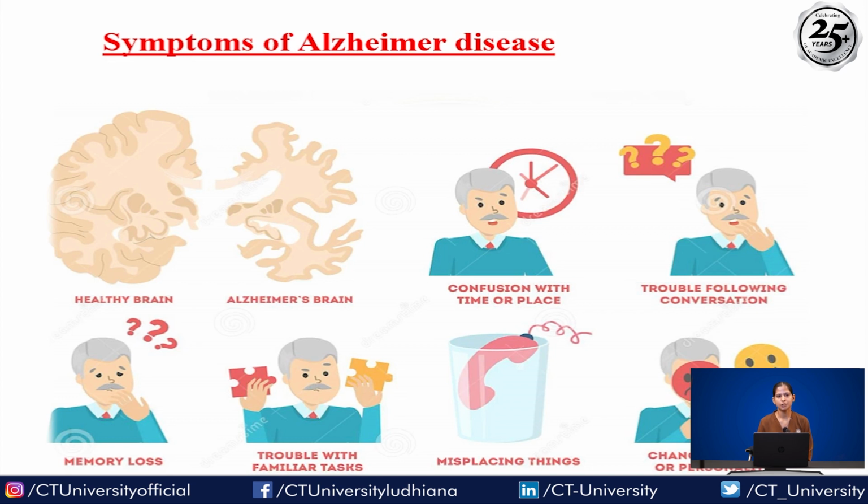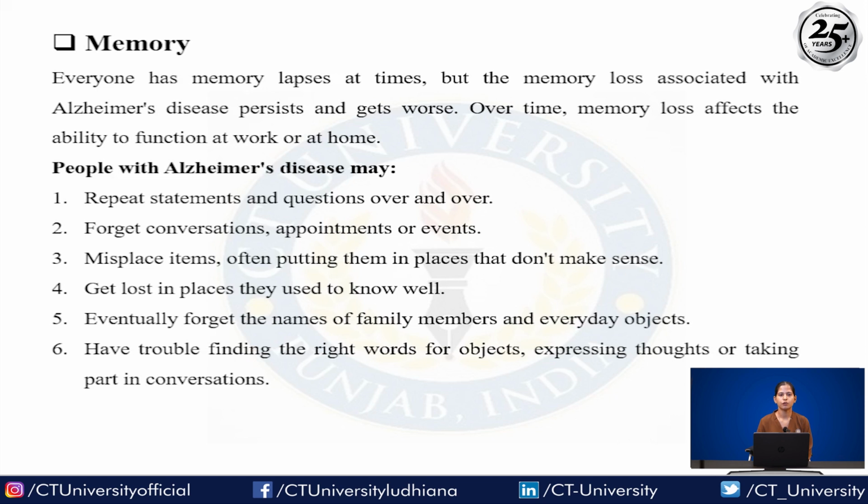If the person has Alzheimer's disease, the person misplaces things, like in the diagram shown, where the person puts a phone into a water glass. Next is changes in mood or personality. Suddenly the person's mood changes, like the person is suddenly in a sad mood, a happy mood, or in anger.